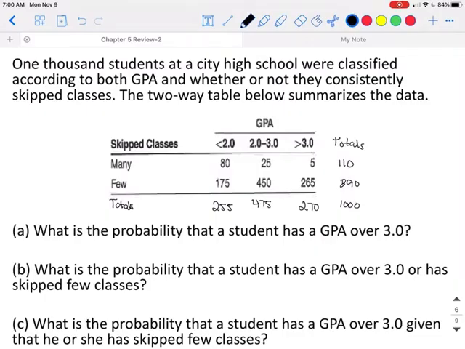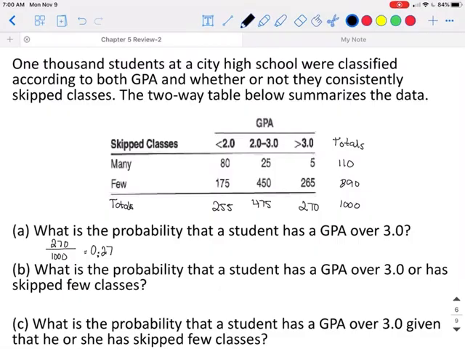So what's the probability that a student has a GPA over 3.0? So total, there were 270 people who got over 3.0 out of the 1,000 students. So the probability is 27%.